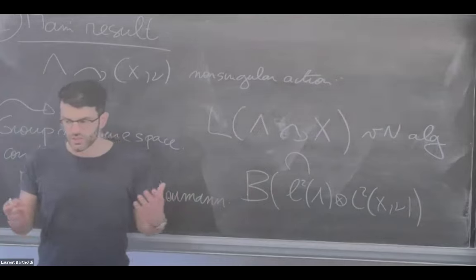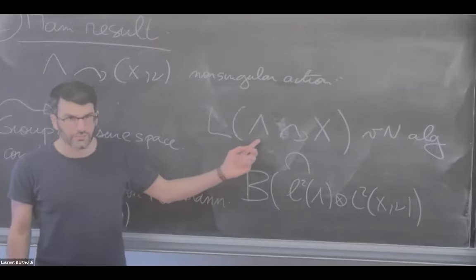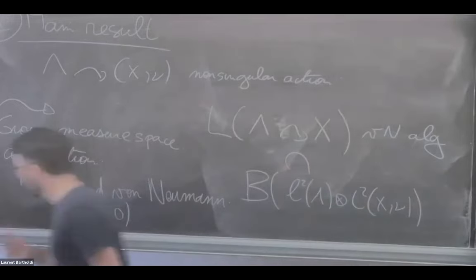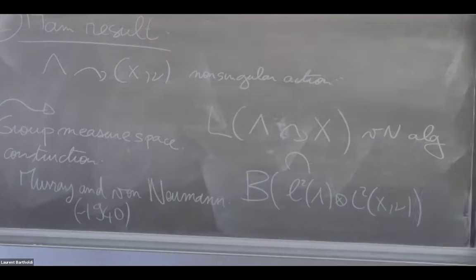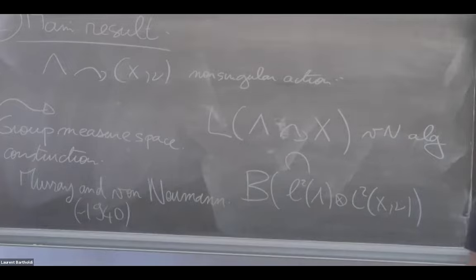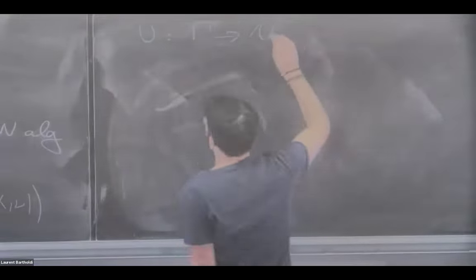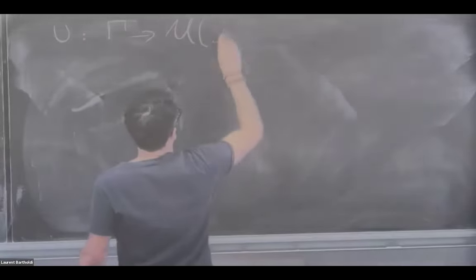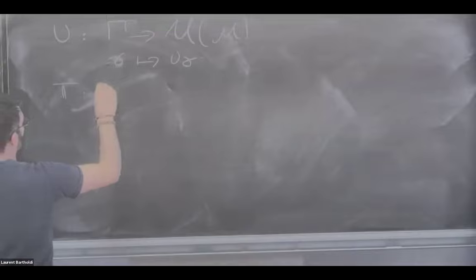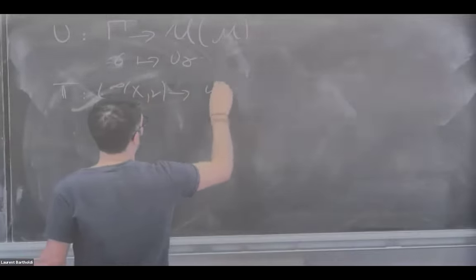There is a very natural way to construct this. This von Neumann algebra is naturally generated by a copy of the group, actually a copy of the left regular representation of the group, and a copy of L infinity of the space. These two copies interact with each other, and you have something like a semi-direct product construction. Let's call this M. You have a unitary representation, and you also have a star homomorphism from L infinity of S to M.